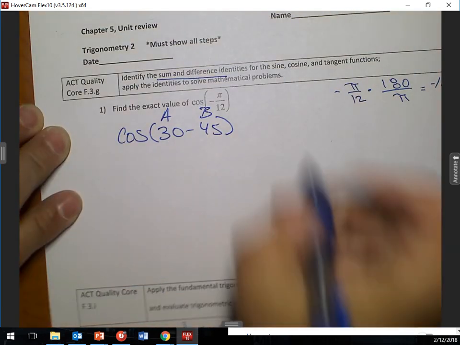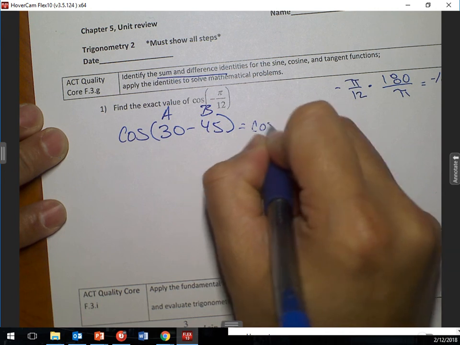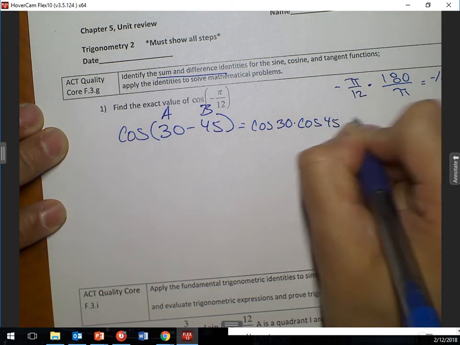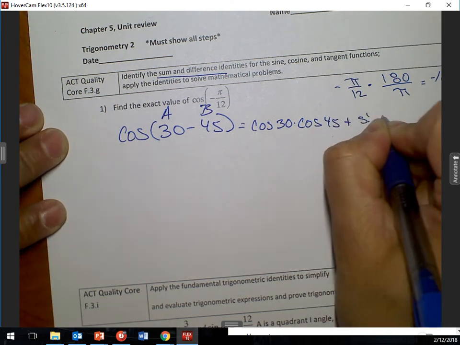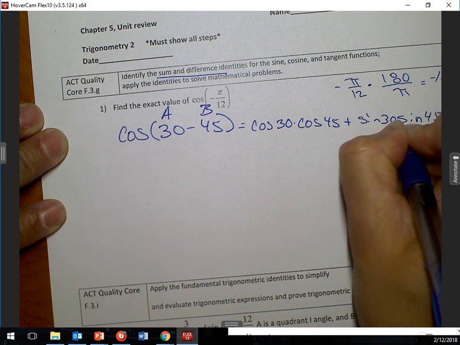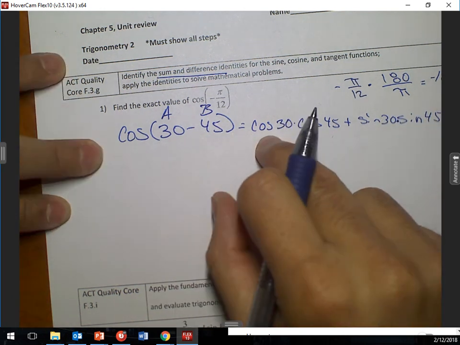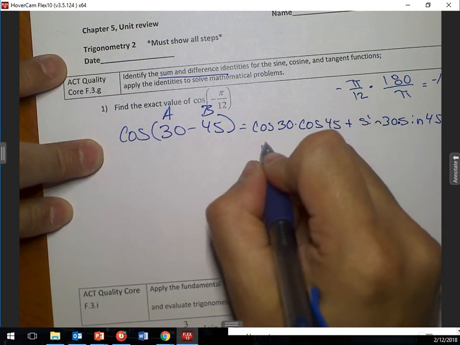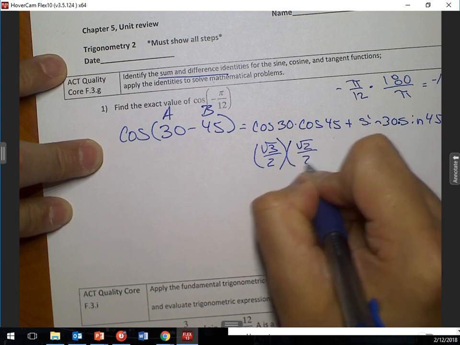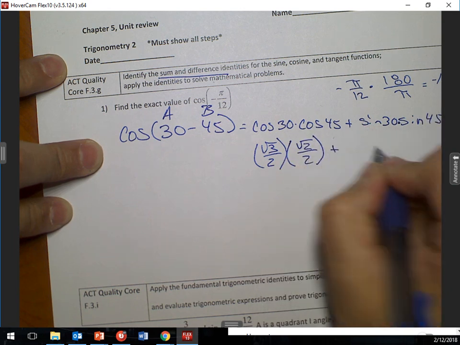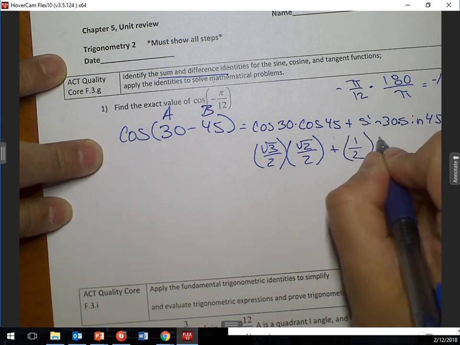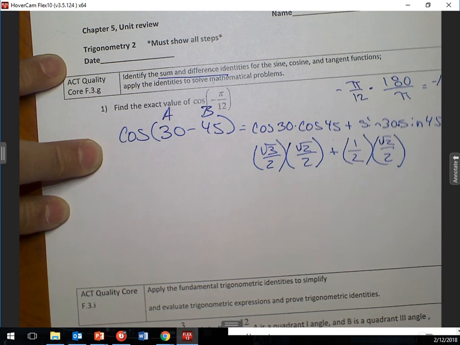So what I'm writing for this is going to be cosine 30 times cosine 45 plus sine 30 times sine 45, multiplication there. All right, from my unit circle, cosine of 30 is going to give me rad 3 over 2, very good. Cosine 45, rad 2 over 2, okay, plus sine 30, 1/2, sine 45, right there.